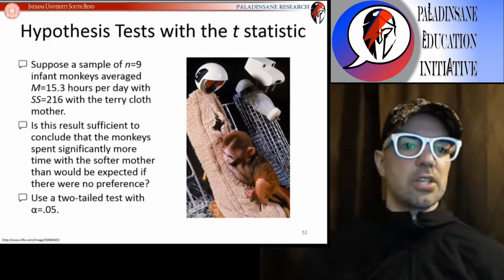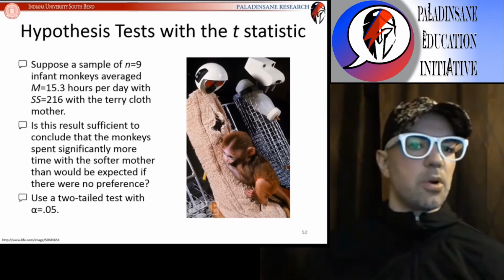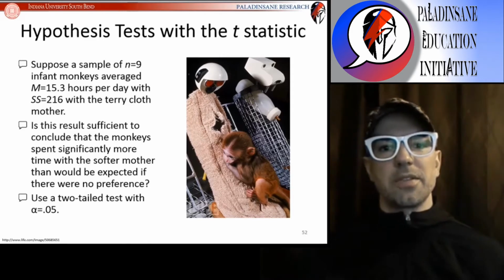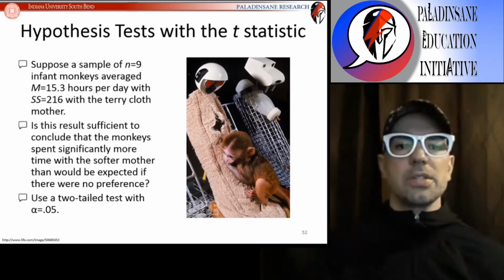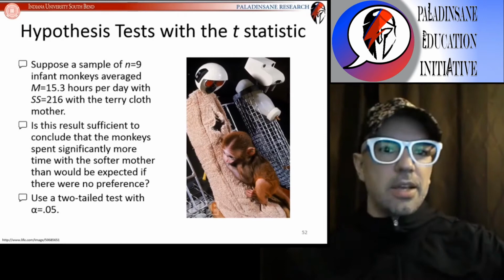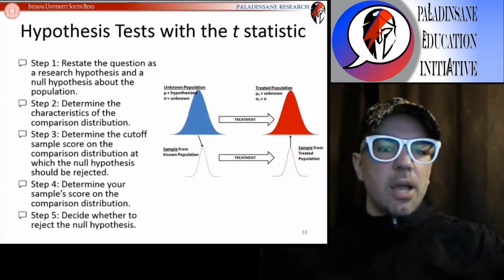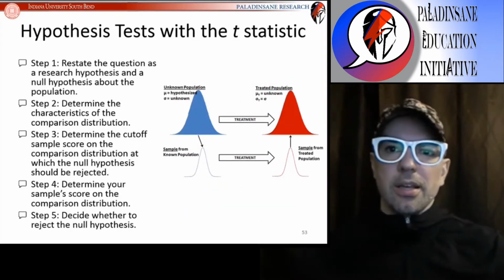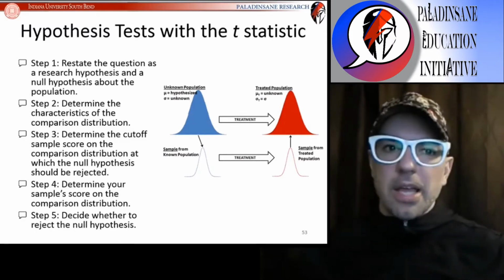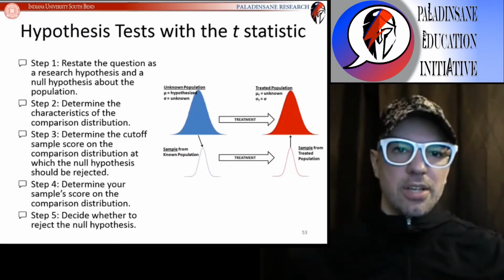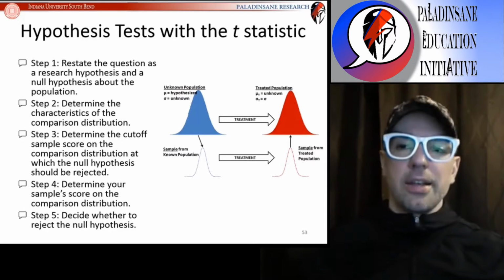Is this result sufficient to conclude that the monkeys spent significantly more time with the softer mother than would be expected if there was no preference? And we're going to use a two-tailed test with an alpha of 0.05. All right, let's get down to it. Hypothesis test with the T-statistic. 5 steps, same 5 steps. You'll notice these have not changed since we've begun hypothesis testing.